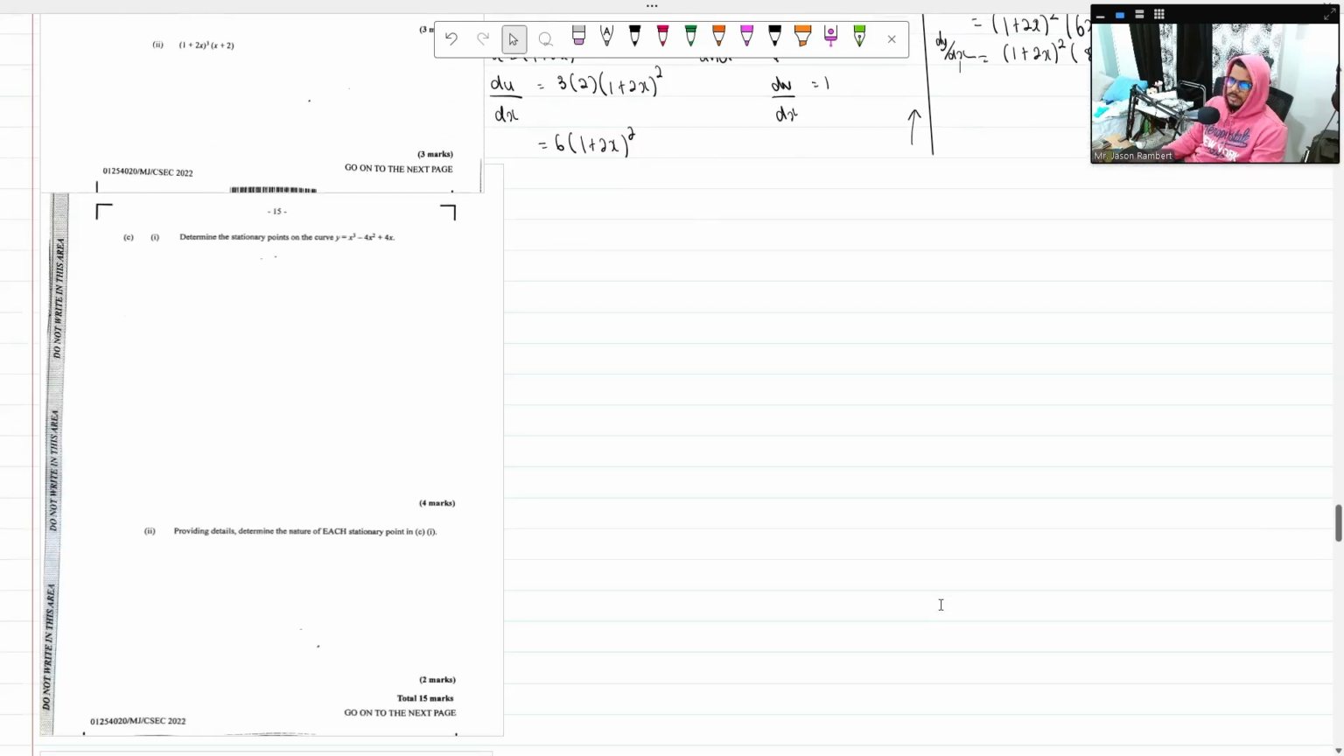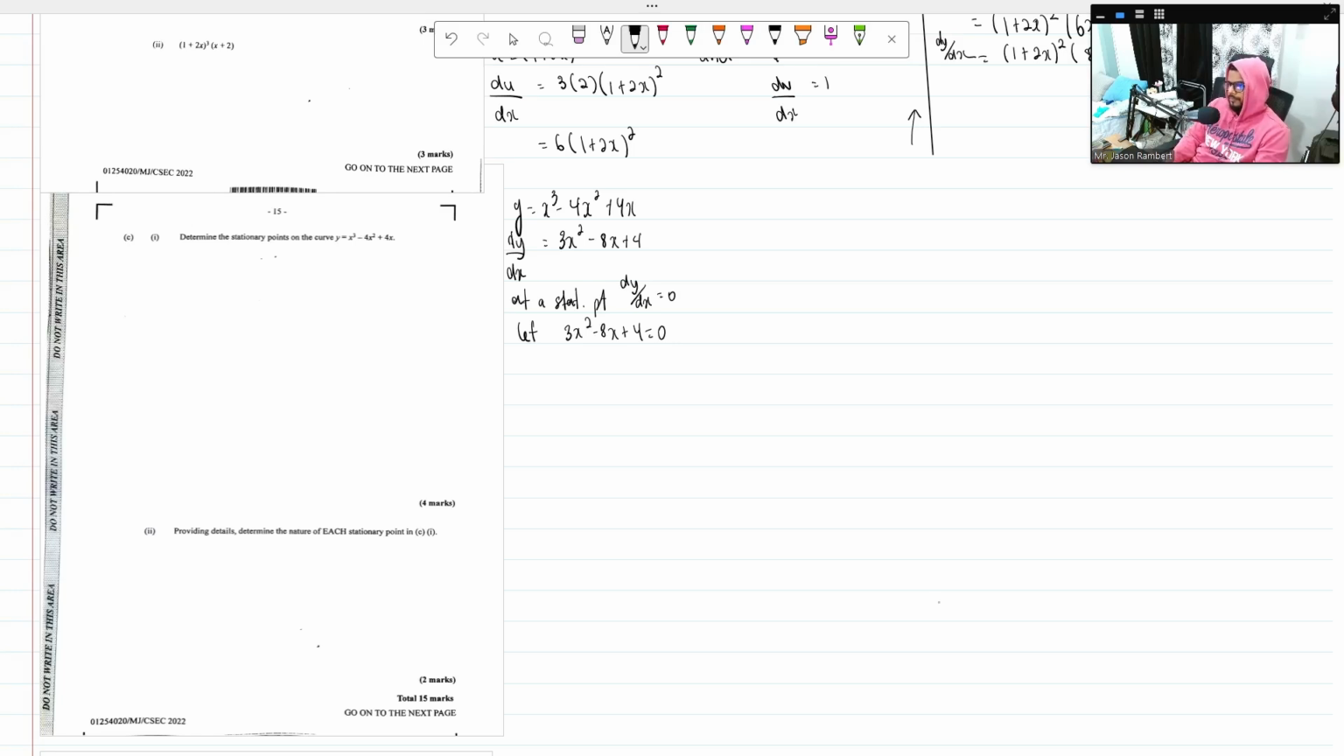All right, next. Determine the stationary points on the curve y is equal to x cubed minus 4x squared plus 4x. So y is equal to x cubed minus 4x squared plus 4x. Differentiate: dy/dx is 3x squared minus 8x plus 4. We say at a stationary point dy/dx is equal to 0. So we will let 3x squared minus 8x plus 4 is equal to 0.